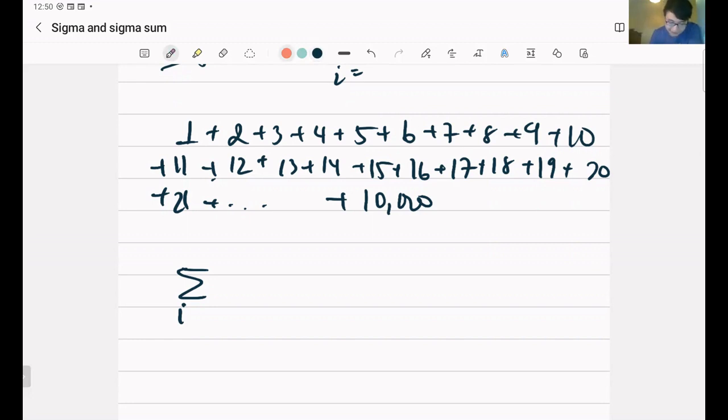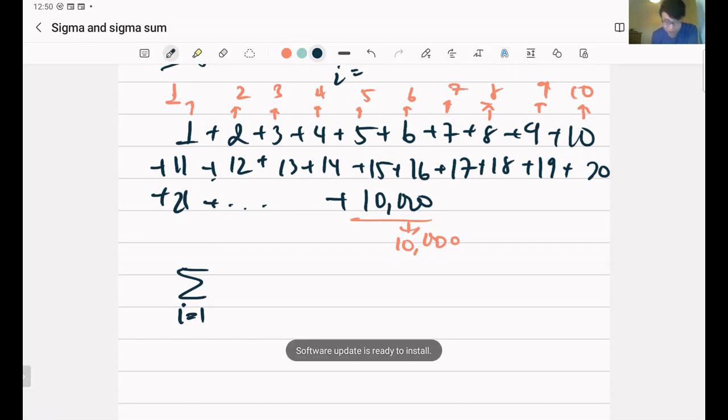What's my index? It depends on where I start counting my numbers. If I start counting with this one as 1, my index starts at 1, then continues 2, 3, 4. It's like a numbering system, indexing your sequence. If I keep going, 5, 6, 7, 8, 9, 10, and of course, the last one would be 1,000, 10,000. Since my index starts with 1, I say i is equal to 1, and my last index is 10,000.